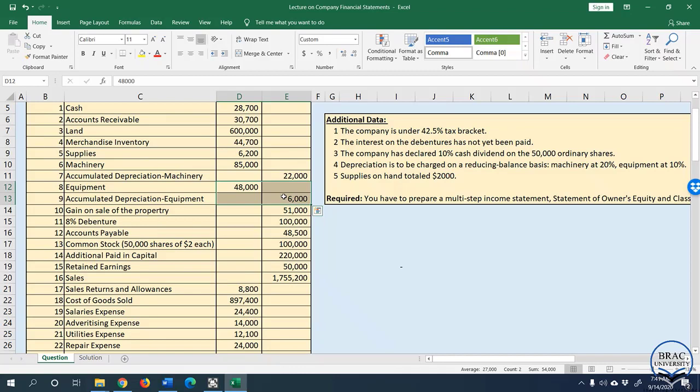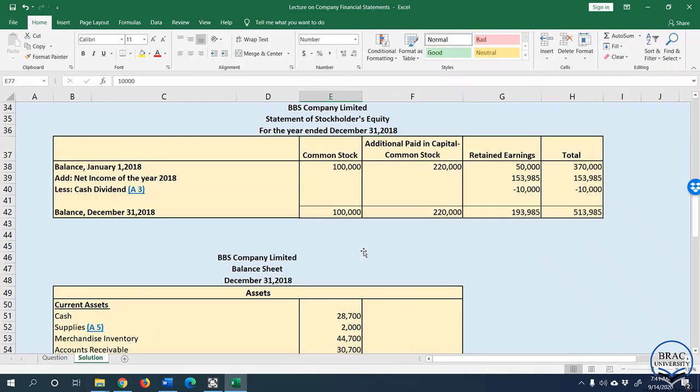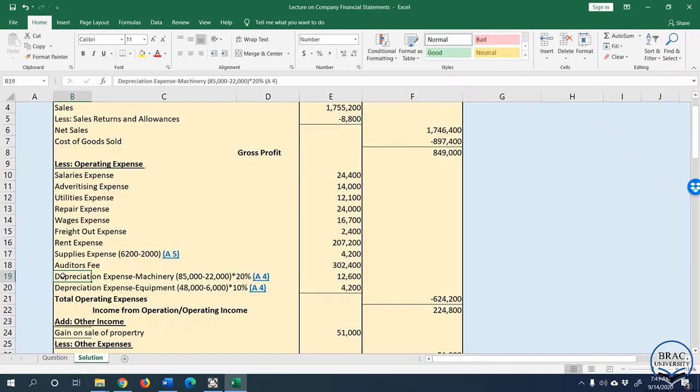Okay, so what we have done there: depreciation expense is an operating expense, we know that. So we calculate the depreciation expense. For machinery, 85 minus 22, we get 63,000. And if we take 63,000 times 20%, we get the depreciation expense for the machinery, 12,600. And for the equipment, our book value is 48 minus 6, which is 42,000. If we charge the depreciation on the 42,000, our depreciation expense for the equipment becomes 4,200.